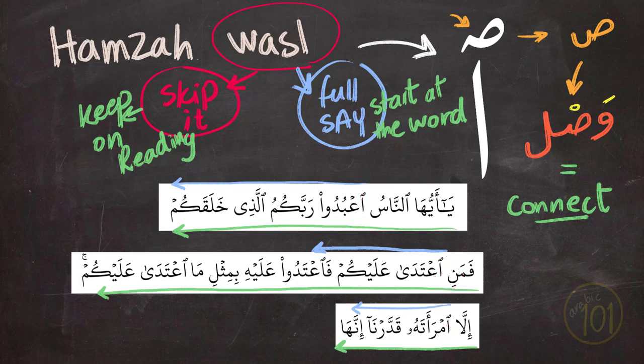Now one last thing about these examples, you can't pronounce Hamzat Wasl if you keep on reading. So saying Ya ayyuhan nasu u'budu is wrong and the Hamzat Wasl has to go away. And in the second example, you can't say فَمَنْ اعْتَدَى عَلَيْكُمْ and you have to connect the noon with ayn if you keep on reading. And in the last example, you can't say إِلَّا إِمْرَأَتَهُ for the same reason because it's a Hamzat Wasl. If you keep on reading, it has to disappear.